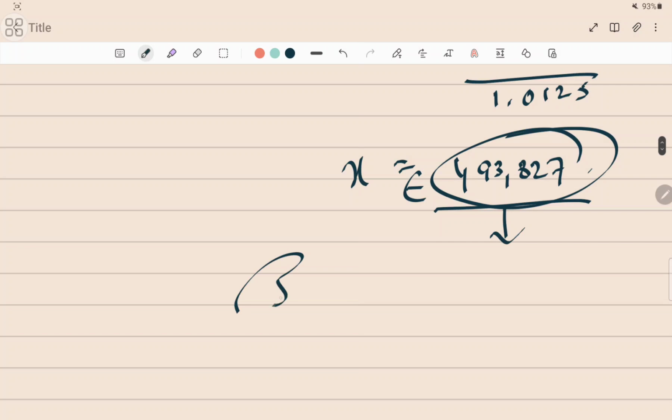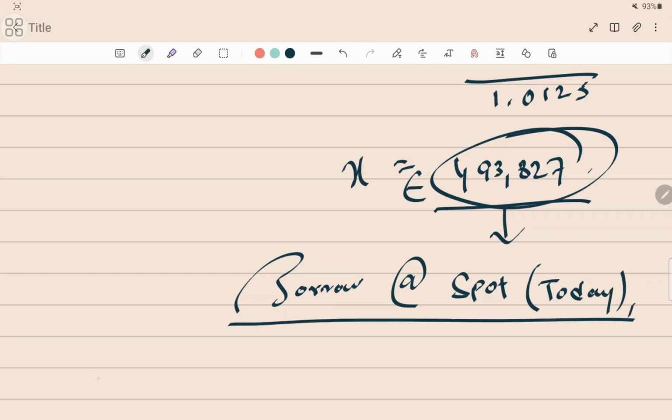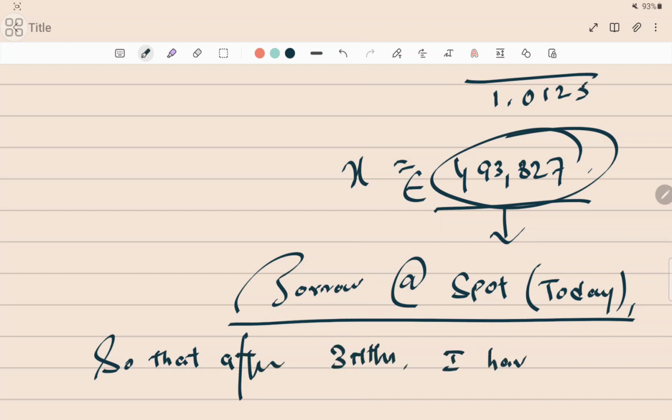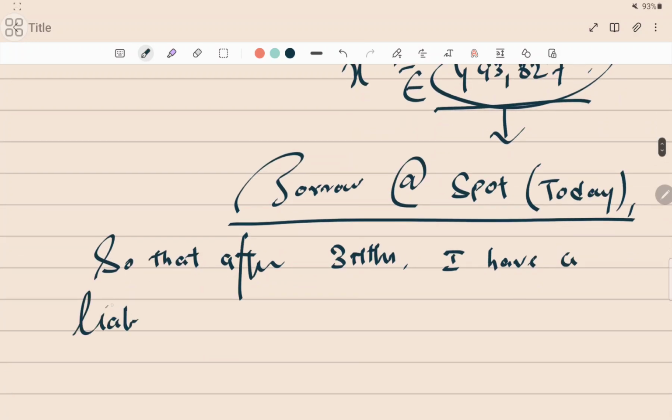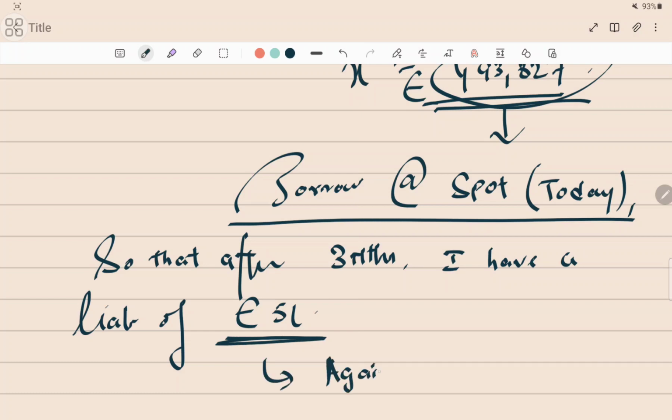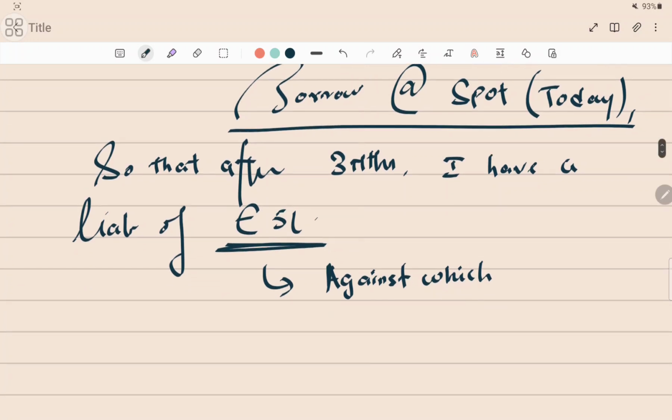Let me write down. Borrow at spot, that is today, so that after 3 months I have a liability of 5 lakh pounds. When this 493 matures, it matures to a liability of 5 lakh, against which I already have an asset. Remember, the receivable, that's the whole reason I had a receivable in the beginning, which was 5 lakh pounds.